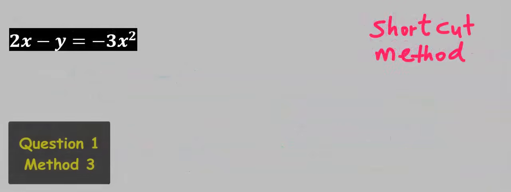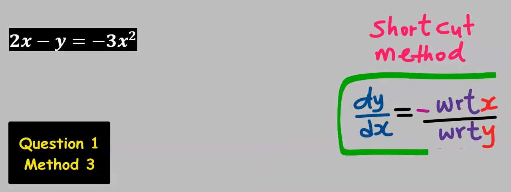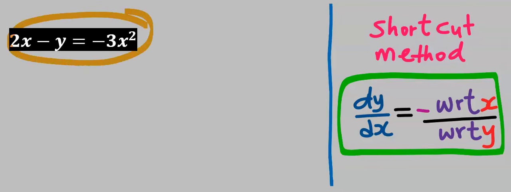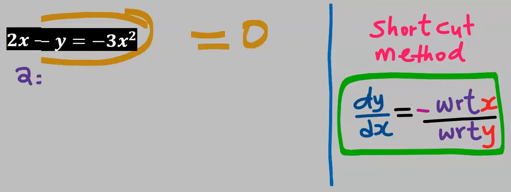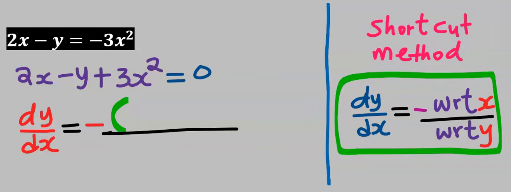The third method is using the shortcut method. We're going to use this formula that dy dx is equal to minus, there must be a minus, the derivative with respect to x, divide by the derivative with respect to y. To apply the shortcut method, the first thing is to rearrange the given question. It must be equal to 0. Next, apply the shortcut method. At the numerator, we are going to respect only x.